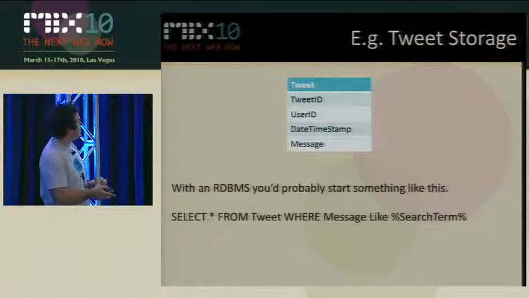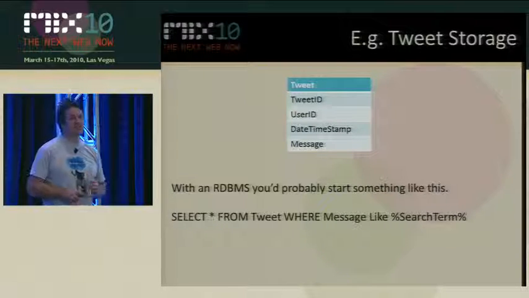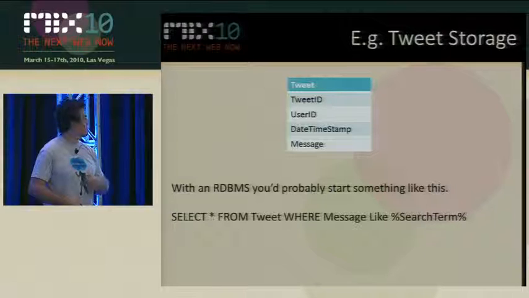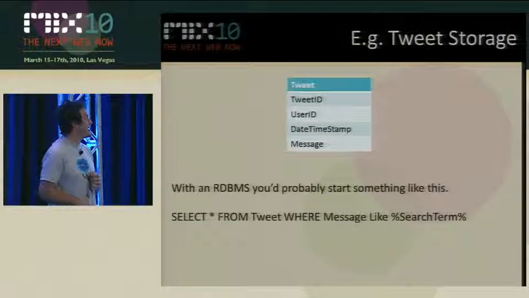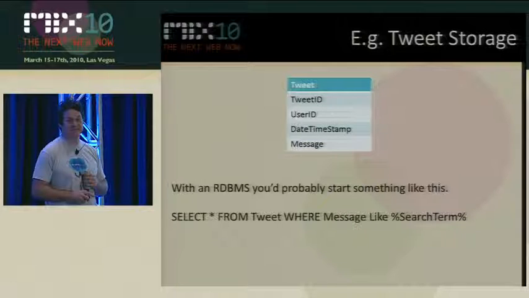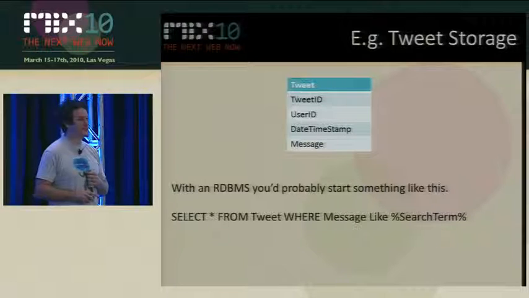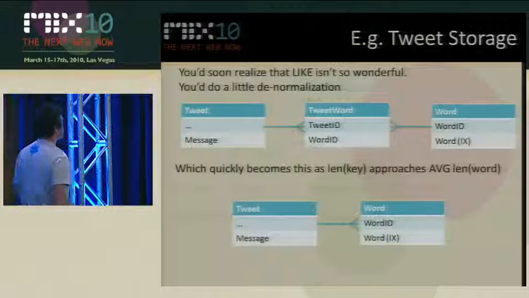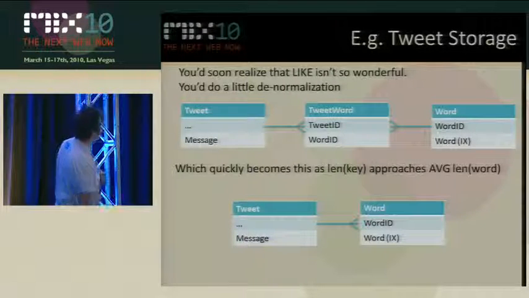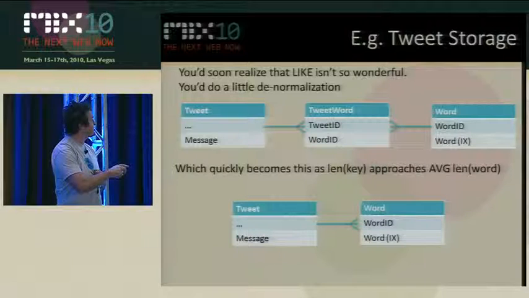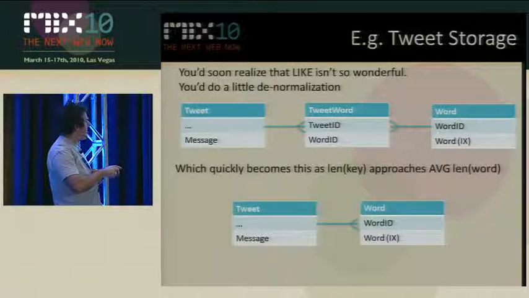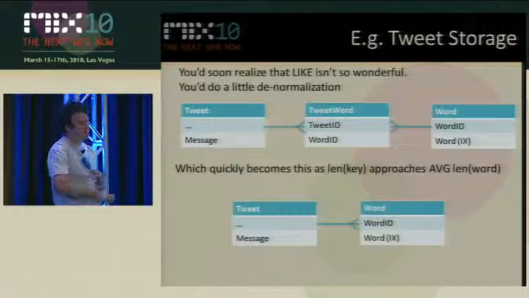In a relational DB, we might do something like that. Who thinks that's great? Who's a big fan of the LIKE operator, particularly with a percentage mark at both the start and end of the search term? Anyone? No one. Table scan time. So we might say that's not really that wonderful, so we might do some denormalization. We'd denormalize to something like this. But we'd rapidly go, well, actually, as the length of our key approaches the average length of our word, it's actually more efficient to do it like that.